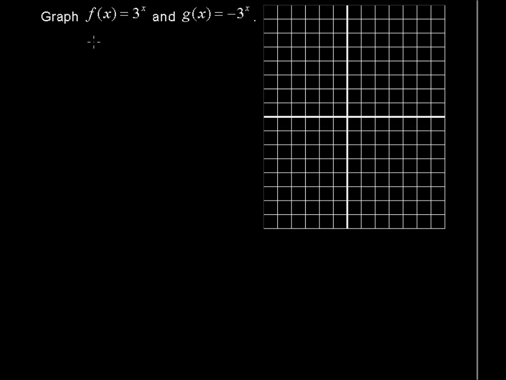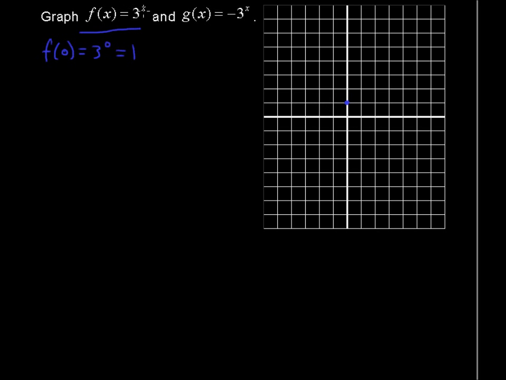Graph f of x equals 3 to the x, and g of x equals negative 3 to the x. First we'll graph this f of x function. When x is 0, we have 3 to the 0 power, which equals 1. So this graph will cross the y-axis at y equals 1.